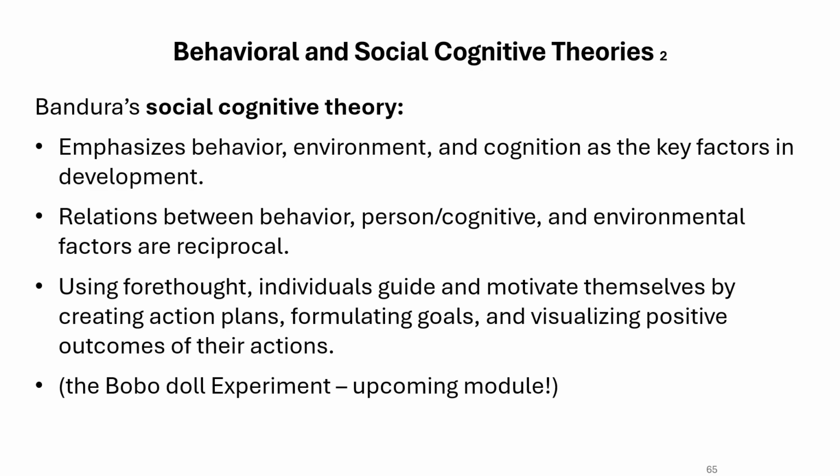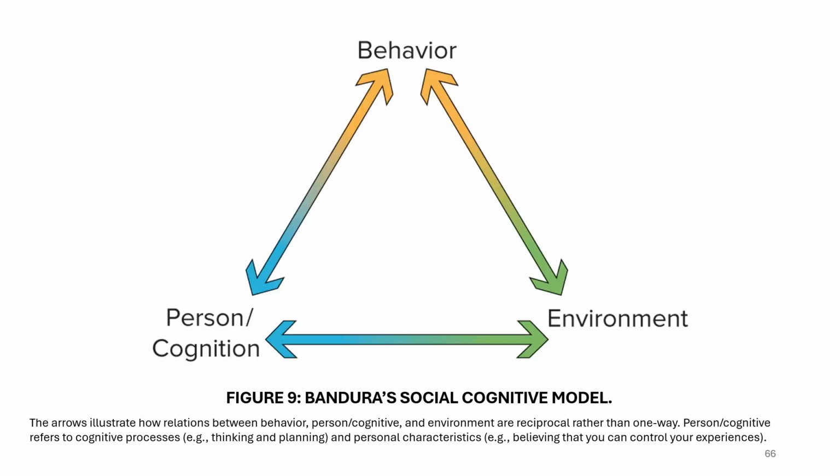Later, we'll talk about the Bobo doll experiment, which was super interesting, and we'll talk about that in an upcoming module. Here is a graphic showing how these interactions happen both ways. Behaviors affect a person's cognition. Cognition can be affected by environment. All of these things work together. So basically, personal characteristics have some sway over how you experience your environment.